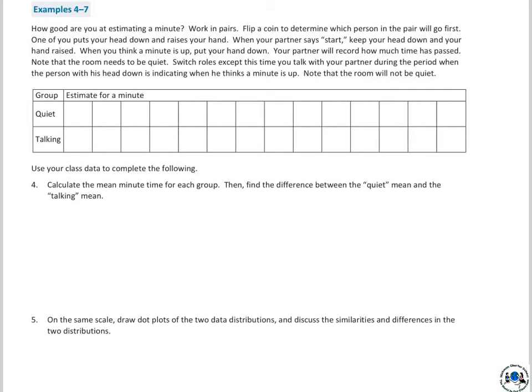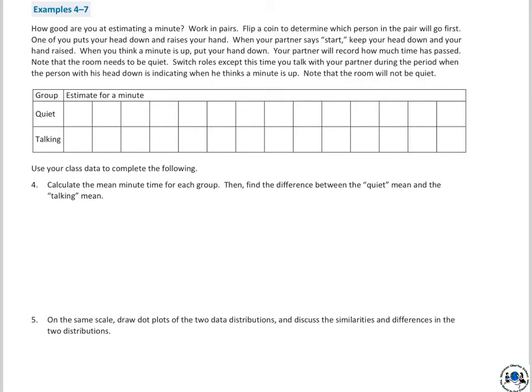Okay, well here's another example of a fun thing to do in class, which we won't be doing, but just imagine yourself doing it. You might want to do this with someone at home, just to collect some means. But 1 or 2 or 3 or 4 won't really be much to go by. Let's read this. How good are you at estimating a minute? You're going to work in pairs. Somebody puts their head down. I don't want to read this verbatim because we're not actually doing it.